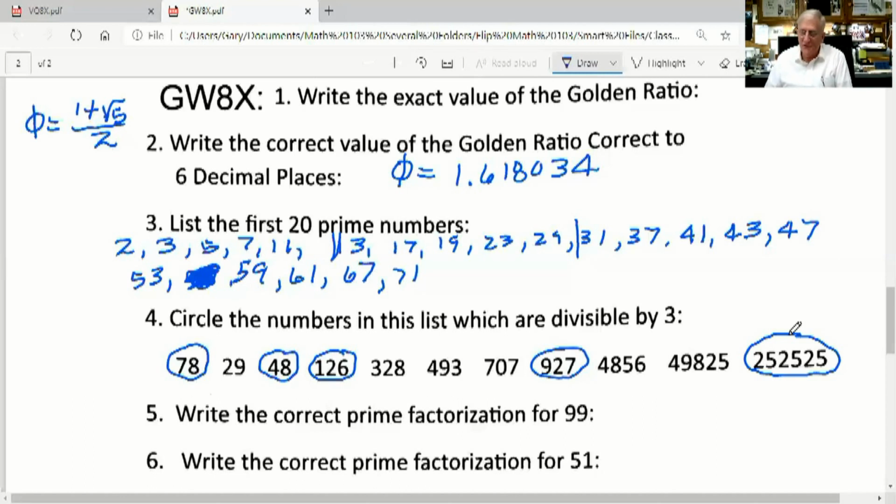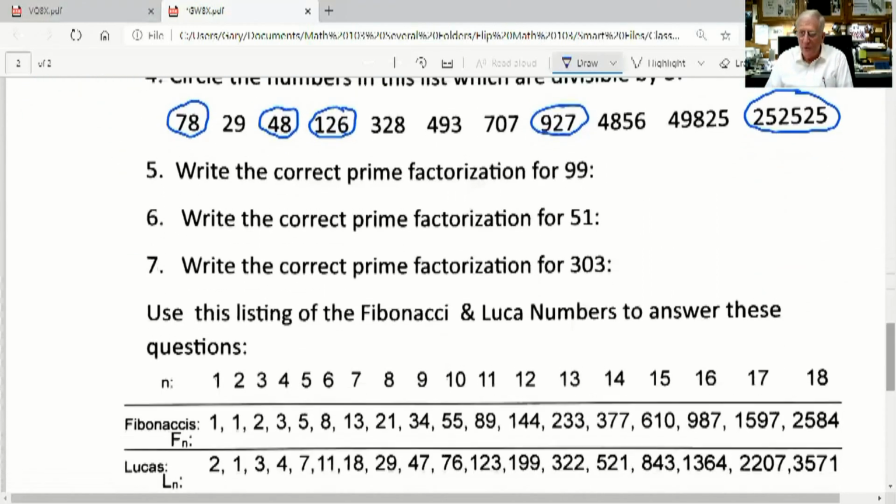All right, well, let's go to our next question. See if I can get this to come down a little bit. Okay, write the correct prime factorization for 99. Well, for 99, it's very simple. I simply take it. I know it's divisible by 3. I get 33, right? And of course, I know 33 is divisible by 3, and I obtain the prime number 11. So the prime factorization here is simply what? 3 times 3 times 11.